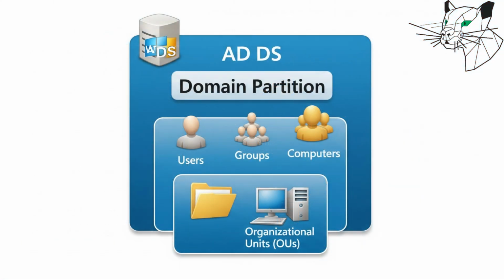Domain partition. When you create a new domain, ADDS automatically creates an instance of the domain partition. That partition is subsequently automatically replicated to every new domain controller in the same domain. The domain partition contains information about all domain-specific objects, including users, groups, computers, organizational units (OUs), and domain-related system settings.